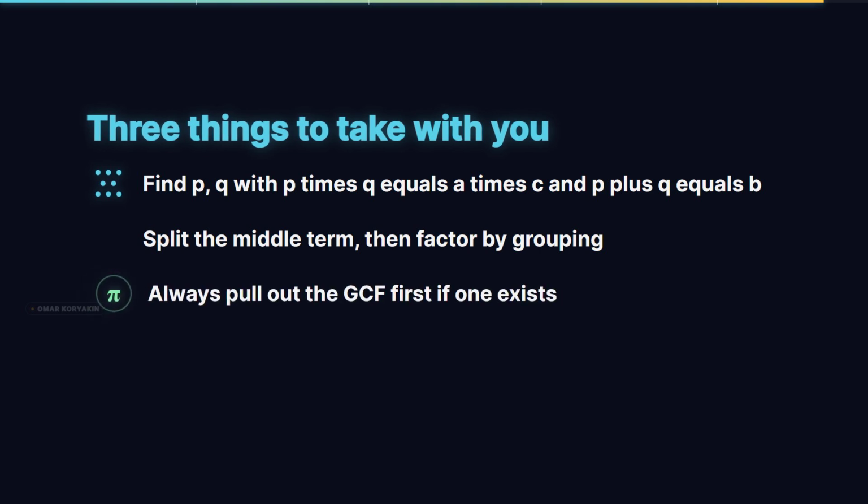Always check for a GCF before starting the AC method. If you can pull a number or a variable out of all 3 terms, do that first. The trinomial inside parentheses will be simpler, the AC product will be smaller, and the search will finish faster.